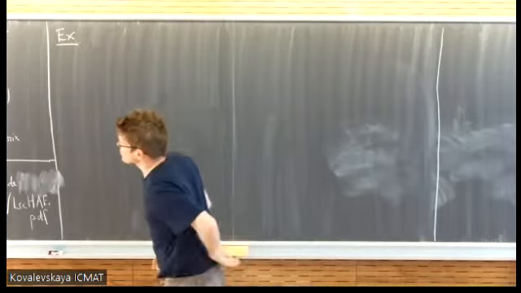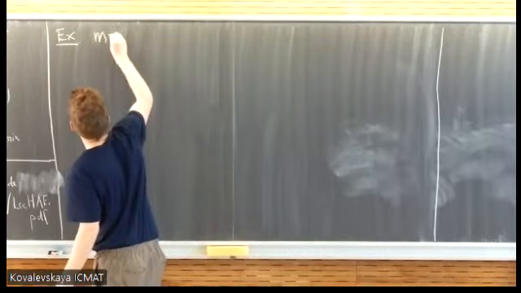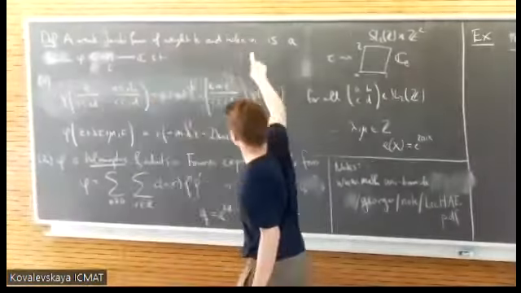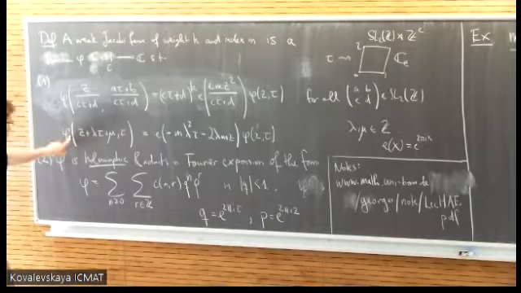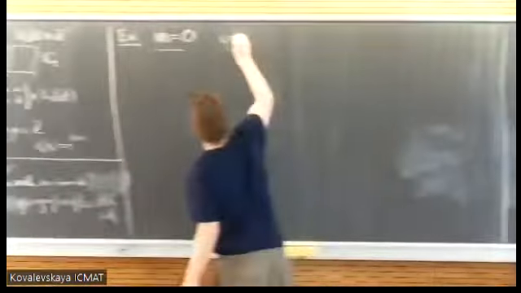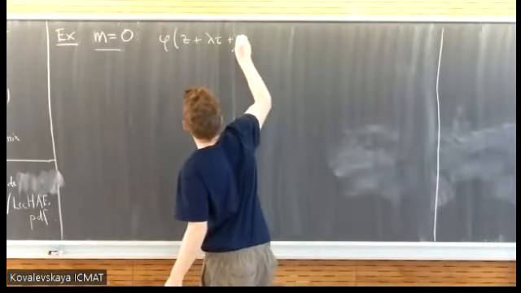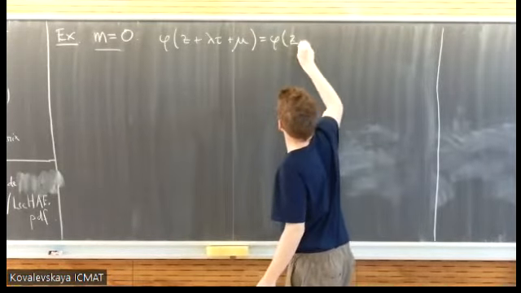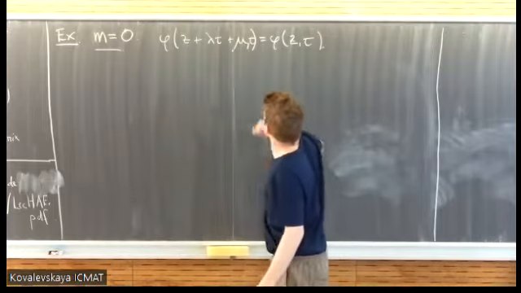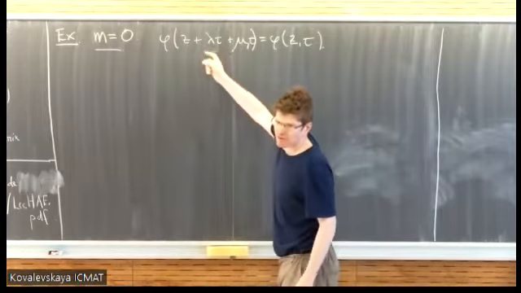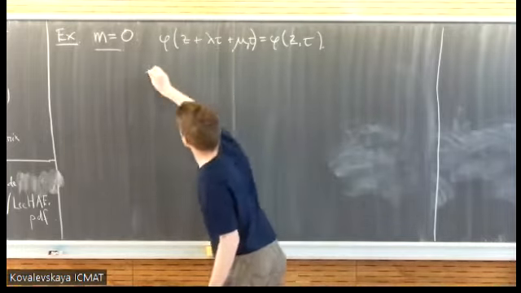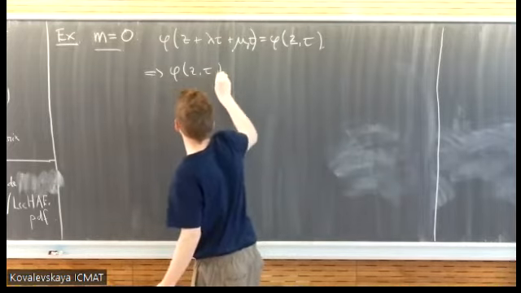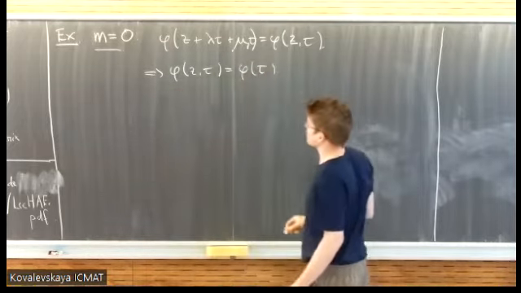So let me do some examples. For the start, maybe the first example you can think about is if you just put m equals 0. m is the index. So if you put m equals 0, you see that the second equation here just says that phi of z plus lambda tau plus mu is phi of z. That means that in the first variable it's a bounded function. It's a holomorphic function which is bounded, so it has to be constant. So it tells you that phi of z, tau is just a function of the single variable tau.